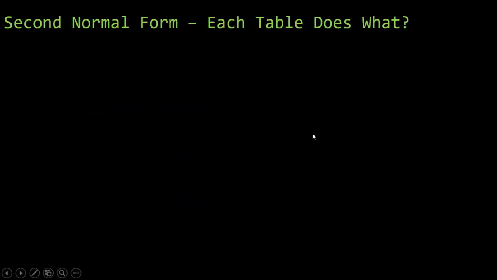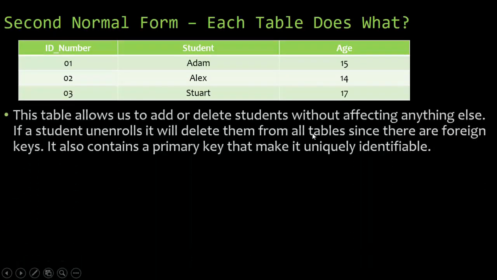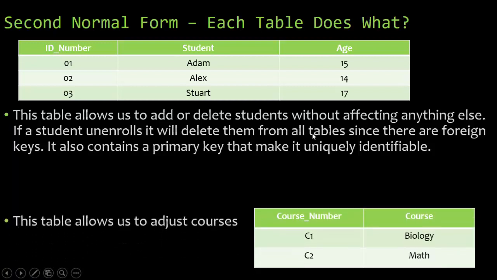So second normal form, each table does what? So we have this table, and this table allows us to add or delete students without affecting anything else. If a student unenrolls, it's going to delete them from all the tables since there are foreign keys. It also contains a primary key that makes it uniquely identifiable. Now, this table right here allows us to adjust courses. So it makes it very easy.